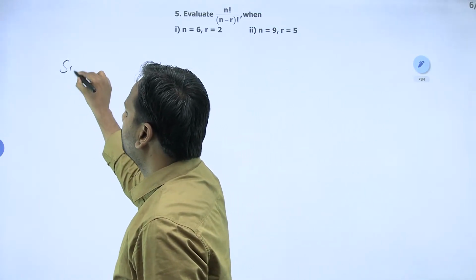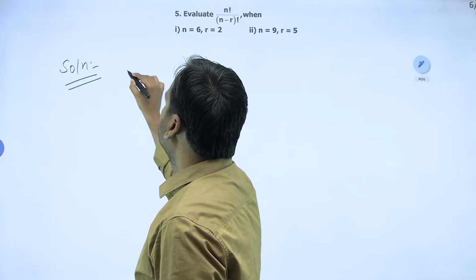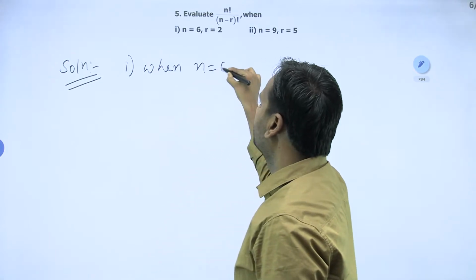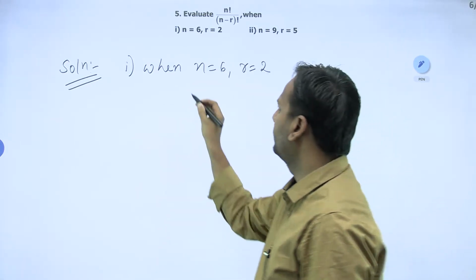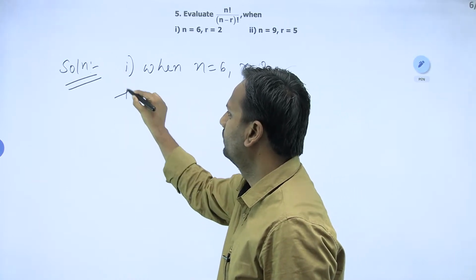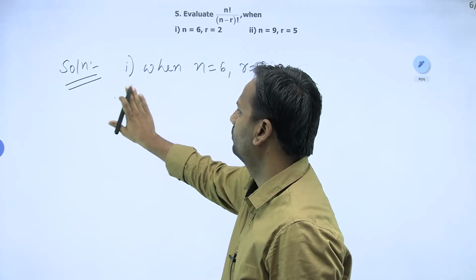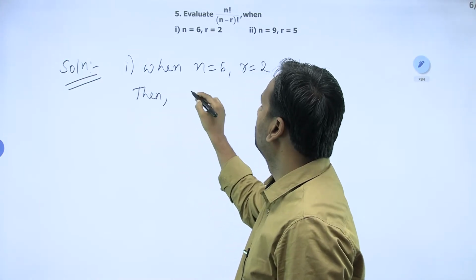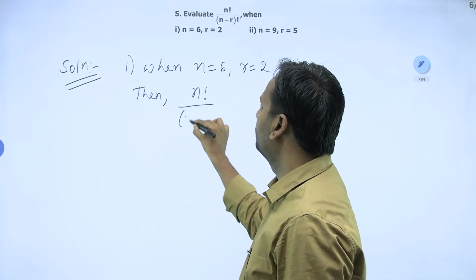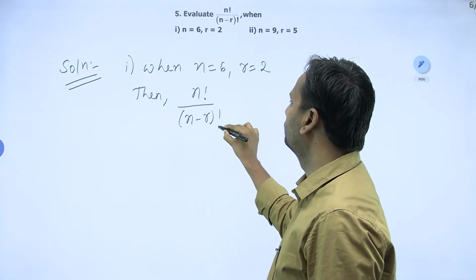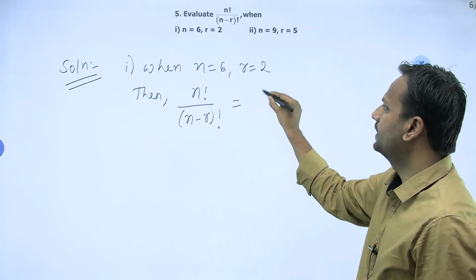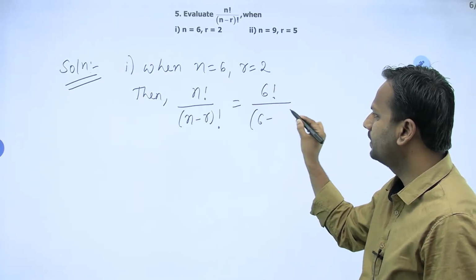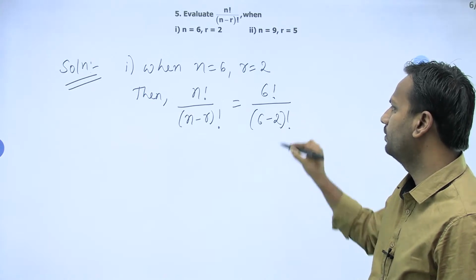So now, let me do the first one. First one, let me do first one. When n is 6, r is 2, right? When n is 6 and r is 2, then the quantity n factorial divided by n minus r factorial will be, what happens now? What is n now, students, here? 6 factorial, right? Got it? Bracket, n is 6, minus, r is how much here? 2. 2 factorial. Got it now?